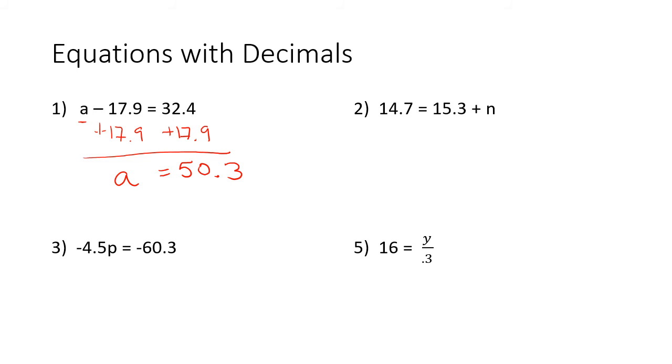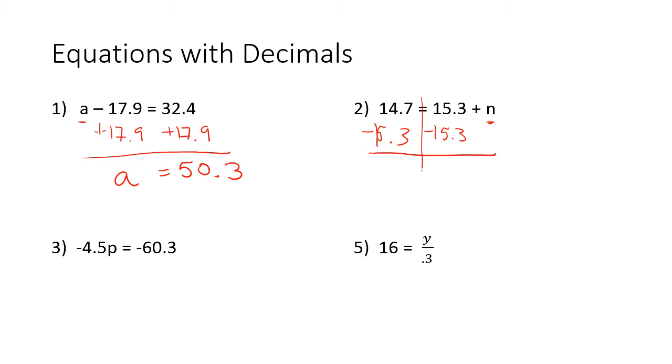Number 2, find your variable. n is over here. What is happening to the n? Let's look at the number 15.3 in front of the n. It is being added, so we are subtracting 15.3 on both sides.